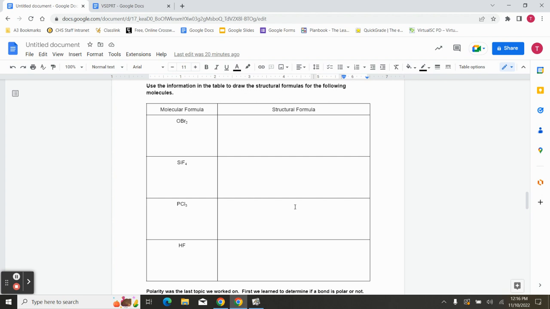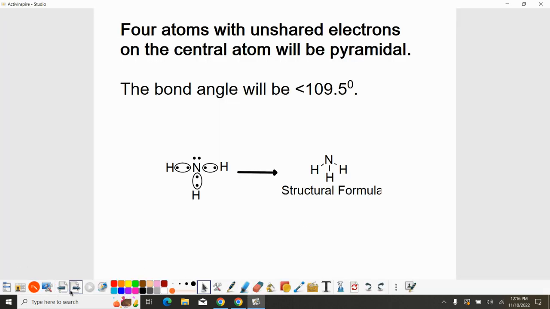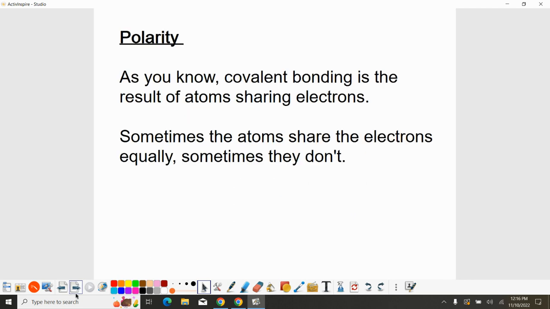And like I said, this is not meant to be a review of the actual shape stuff. This is not meant to be a review of VSEPR. There's another video posted on Google Classroom that would be better suited for that. So go watch it if you need help with the actual drawing of the shapes.